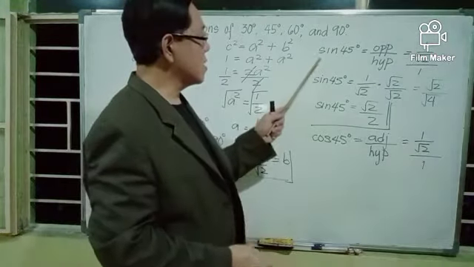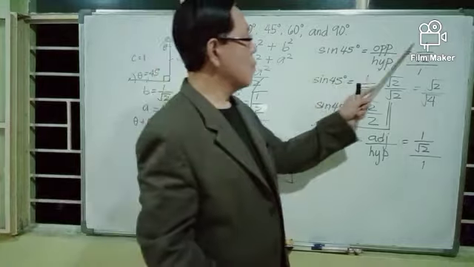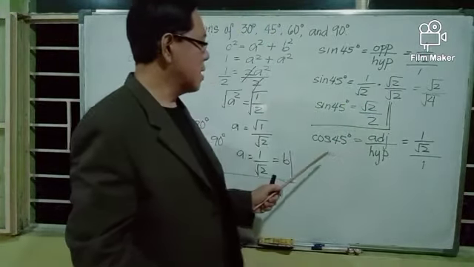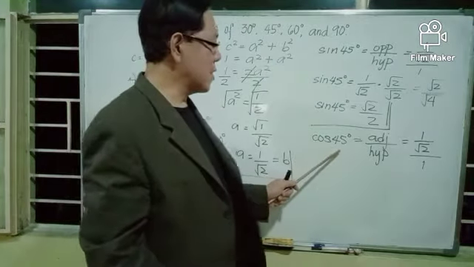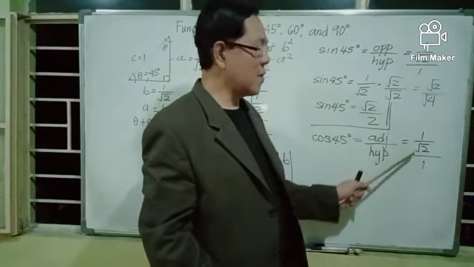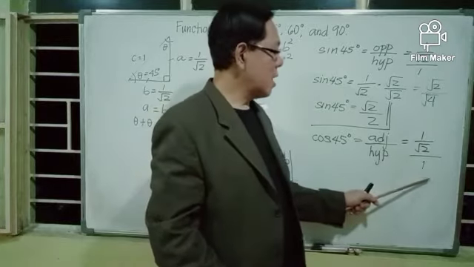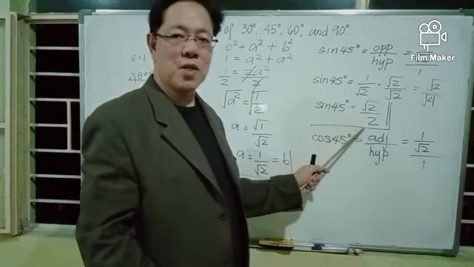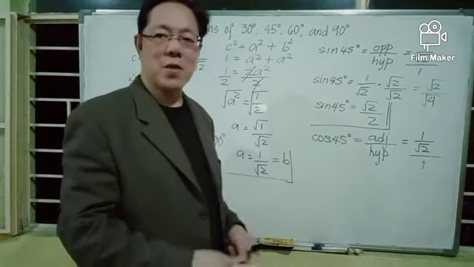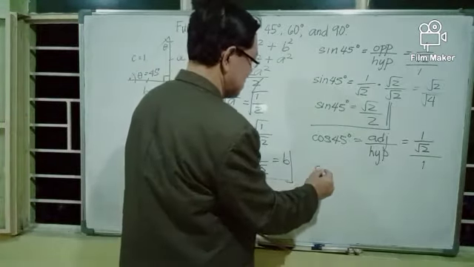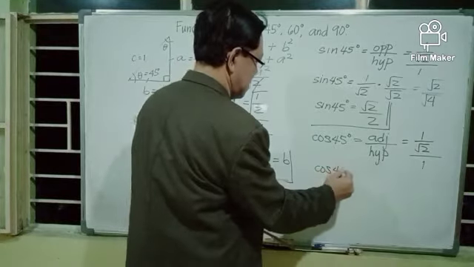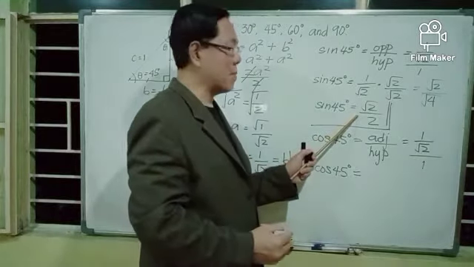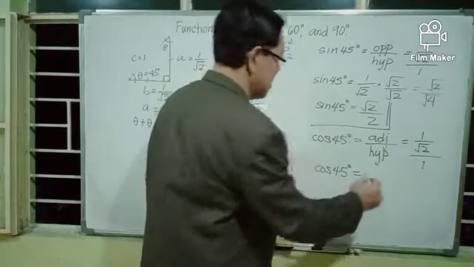You can see that the sine of 45 degrees, 1 over the square root of 2 divided by 1, is the same as the cosine of 45 degrees, 1 over the square root of 2 divided by 1. If we simplify this, we also get the square root of 2 over 2. Hence, the cosine of 45 degrees equals the sine of 45 degrees, the square root of 2 divided by 2.